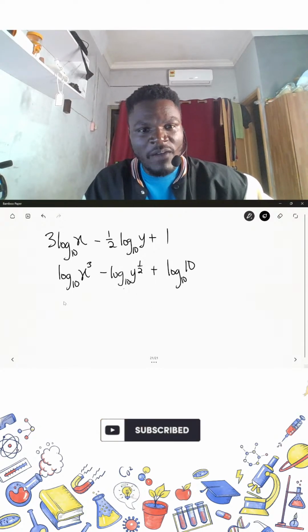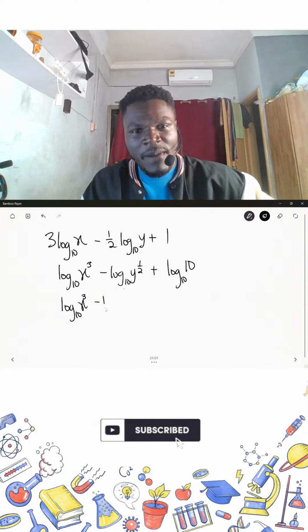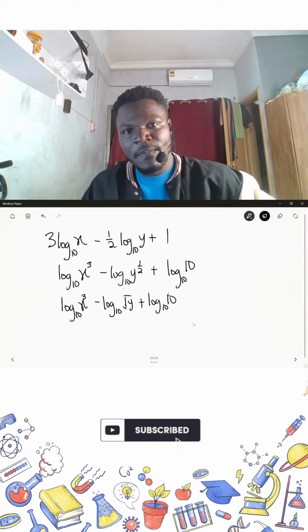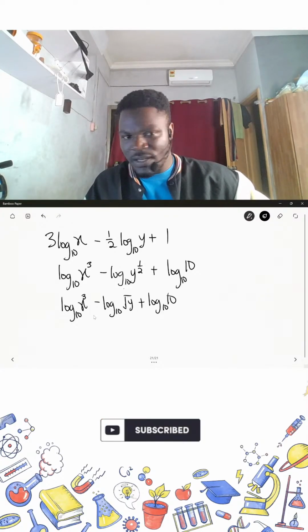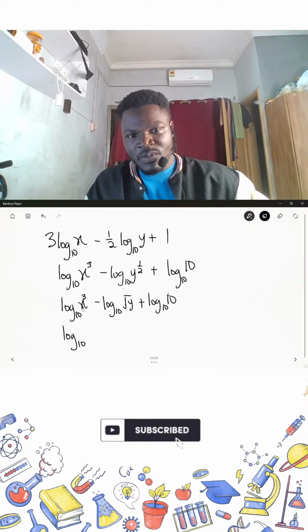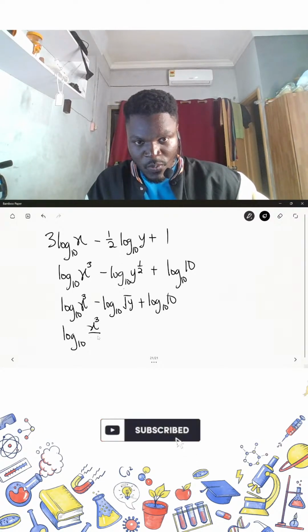So here we will have log base 10 x cube minus log base 10 the root of y plus log base 10 10. Are we okay? Now if we have two logarithms and they are subtracting, we divide. So here I can say this is equal to log base 10 of x cube over root y, because it is minus log base 10 root y, then plus log base 10 10.